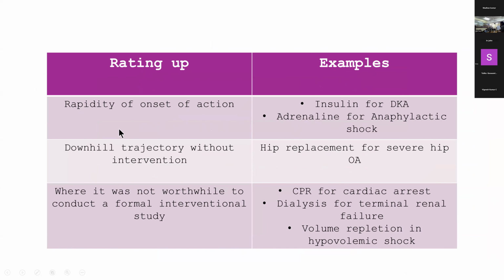There are other times when you can rate up. For example, if you have rapidity of onset of action, like we all know insulin rapidly reverses DKA and adrenaline rapidly reverses anaphylactic shock. In that case also, you can rate up evidence. Sometimes you know that if you don't give an intervention, there's a rapid downhill trajectory. For example, hip replacement for a severe hip OA. Sometimes you have interventions where you don't have to conduct a study because the benefit is so good. For example, CPR for a cardiac arrest, dialysis for an end-stage kidney disease, and volume repletion in hypovolemic shock.